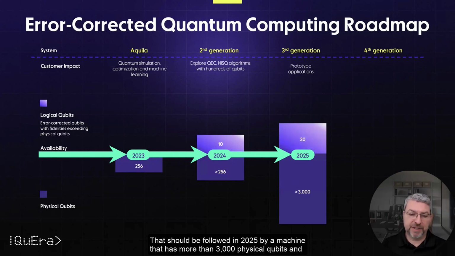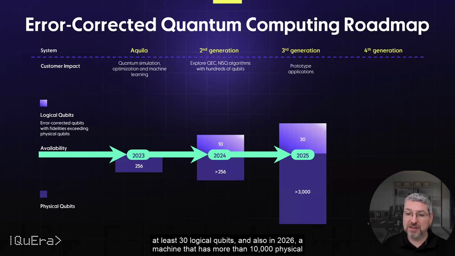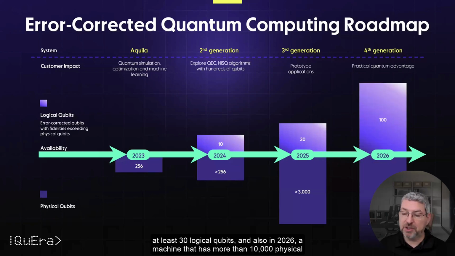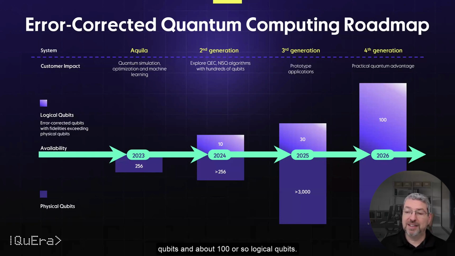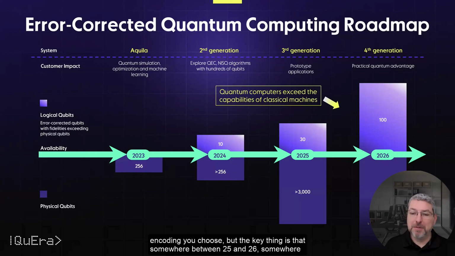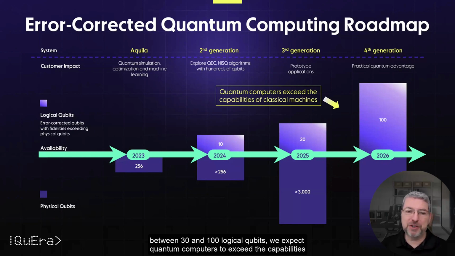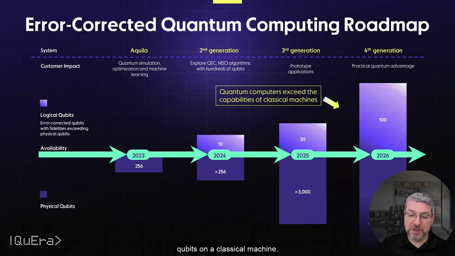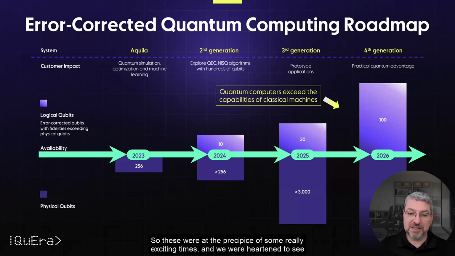That should be followed in 2025 by a machine that has more than 3,000 physical qubits and at least 30 logical qubits. And also in 2026, a machine that has more than 10,000 physical qubits and about 100 or so logical qubits. Of course, it's not 2026 yet, and the number of logical qubits also depends on the encoding you choose. But the key thing is that somewhere between 2025 and 2026, somewhere between 30 and 100 logical qubits, we expect quantum computers to exceed the capabilities of classical machines in the sense that you cannot simulate a computer with 100 perfect qubits on a classical machine. So we're at the precipice of some really exciting times.